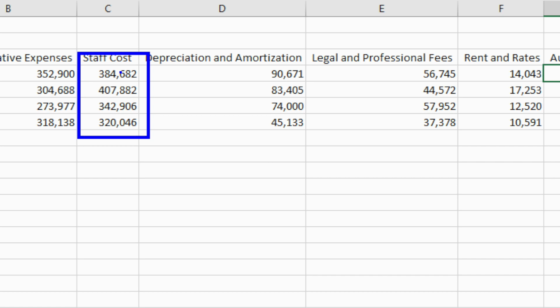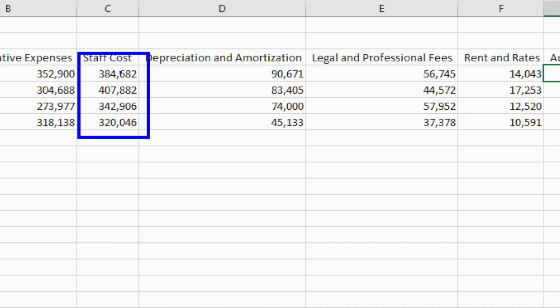So here we could see that there was an increase. Yes, from 2022 to 2023 there was an increase in depreciation and amortization. Obviously there will be, because the machineries are getting older, so it will increase over time. And legal and professional fees also increased, and the rent and rates.